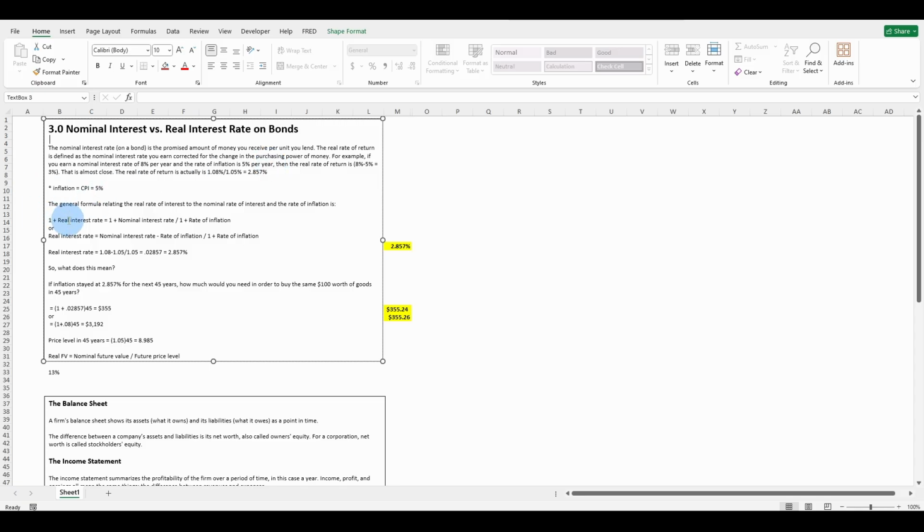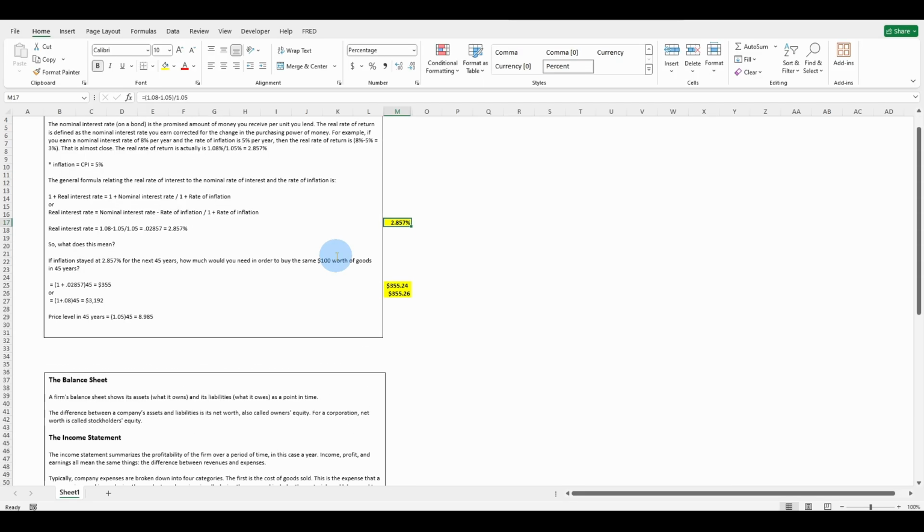The general formula relating the real rate of interest to the nominal rate of interest and the rate of inflation is 1 plus real interest rate equals 1 plus nominal divided by 1 plus the rate of inflation. Or, real interest rate equals nominal interest minus rate of inflation divided by 1 plus rate of inflation. 108 minus 105 divided by 105 equals 2.857 right here.